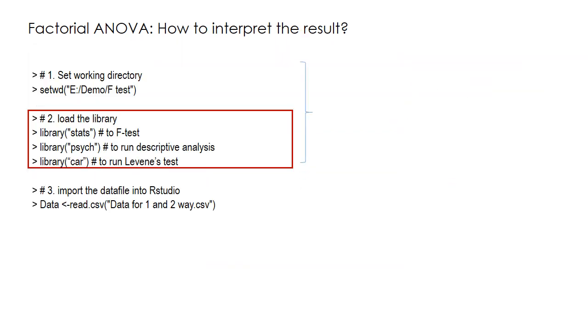So how do you interpret the results? For the first set, setting the working directory: you will be able to see the file being identified as a location. Then when you load the libraries, it will also appear on the history tab, on the right hand side on the top.